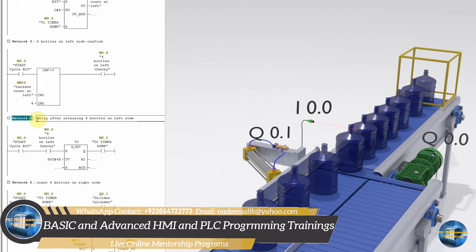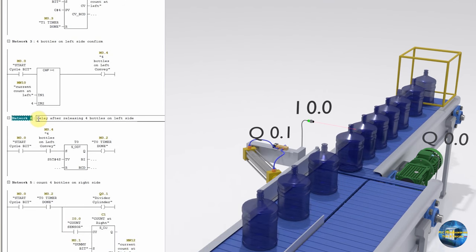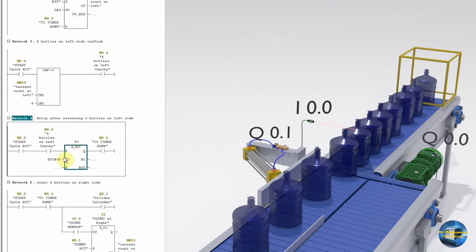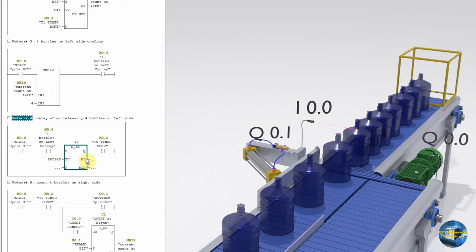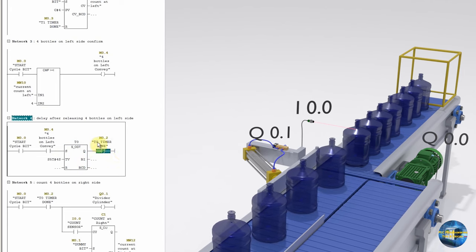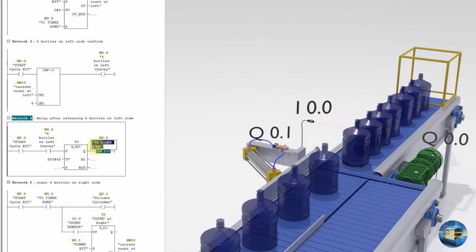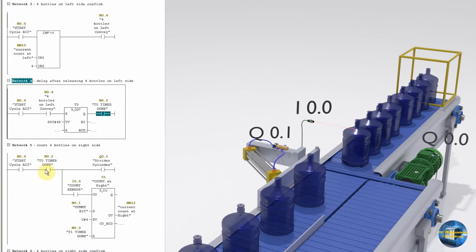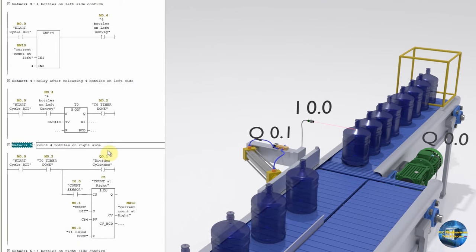In network number 4, we have to create a 4-second delay so that in these 4 seconds our bottles pass in front of these diverters safely. In network number 4, we have a start cycle bit, and whenever this bit M0.4 is on, it will start an on-delay timer for 4 seconds, and after 4 seconds it will turn on this M0.2 T0 timer done bit. And in the next rung, we will count the bottles on the right side.